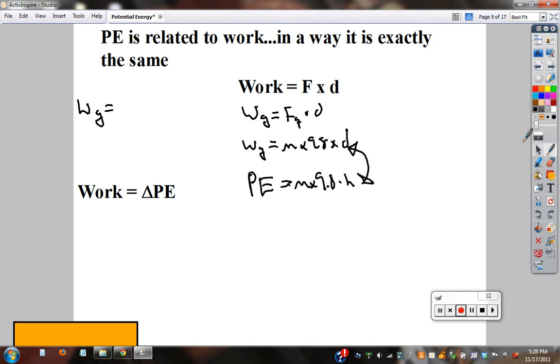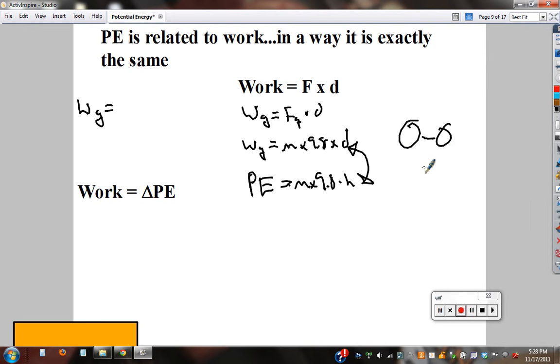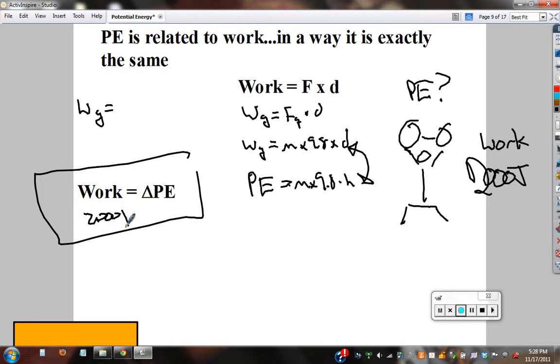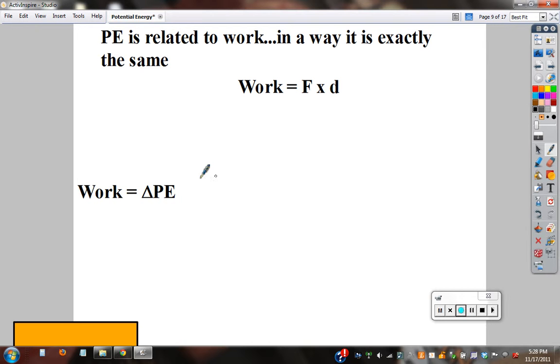For example, on your final, there's a question like this. If it took 2,000 joules of work to lift this weight, what's the potential energy right now? It's the same. If it took 2,000 joules to lift, then it's got 2,000 joules of potential energy at the top. Okay, let's look at a proficient example.